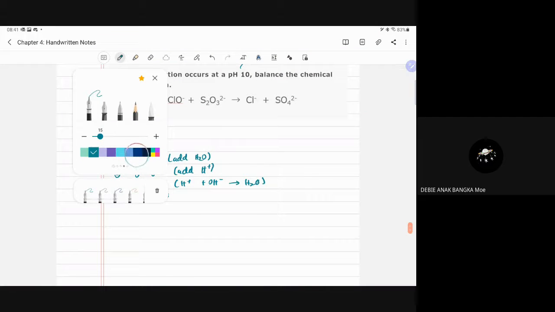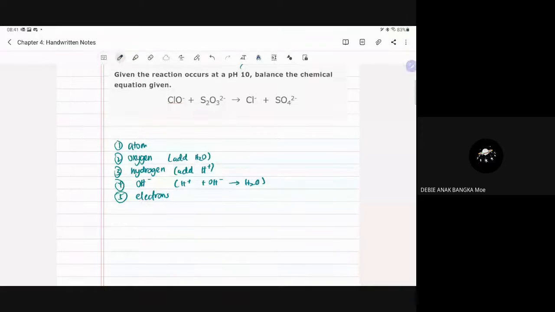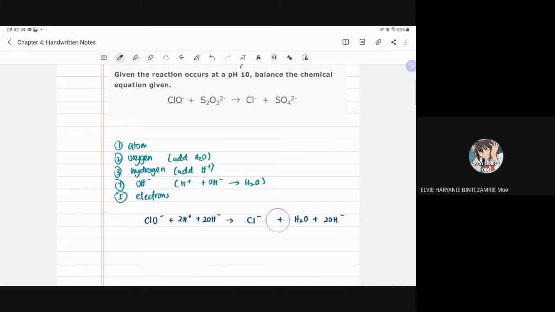Okay, so the first one, I'll just speed through this. ClO minus akan jadi Cl minus tambah H2O tambah 2H plus tambah 2OH minus, tambah 2 elektron. So dia akan jadi 2H2O forming Cl minus plus H2O plus 2OH minus plus ClO minus plus 2 elektron. 2, 1 boleh potong, akan jadi H2O saja. Okay.